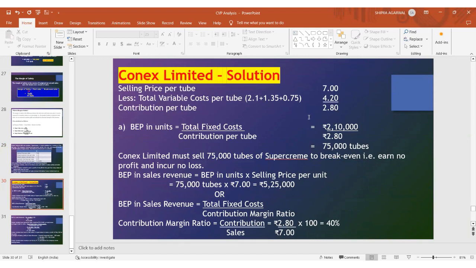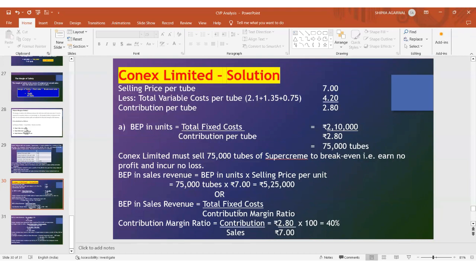Fine. Now, once my contribution is calculated, now I can calculate my BEP in units. That is total fixed cost, 2,10,000 upon contribution per tube, that is 2.80 that we have calculated. So my BEP in units is 75,000 tubes, the first part of the question. Now, if I want to calculate the same thing in rupee value, I can simply write it as 75,000 tubes at the rate of selling price of 7. So that will make it 5,25,000.